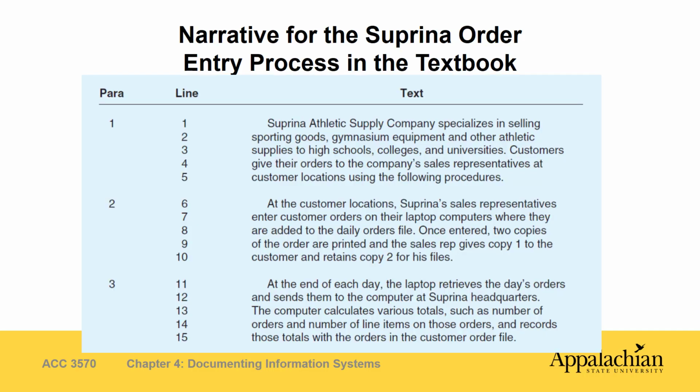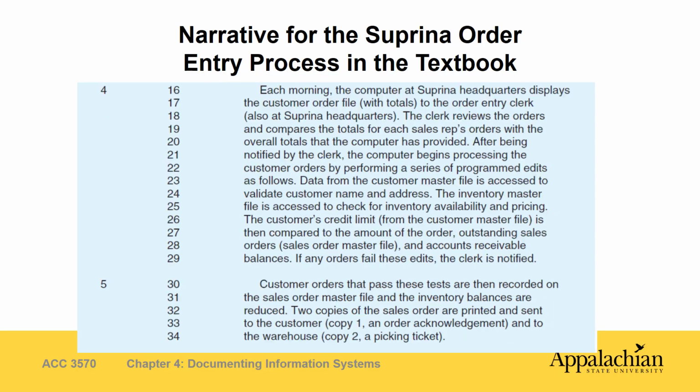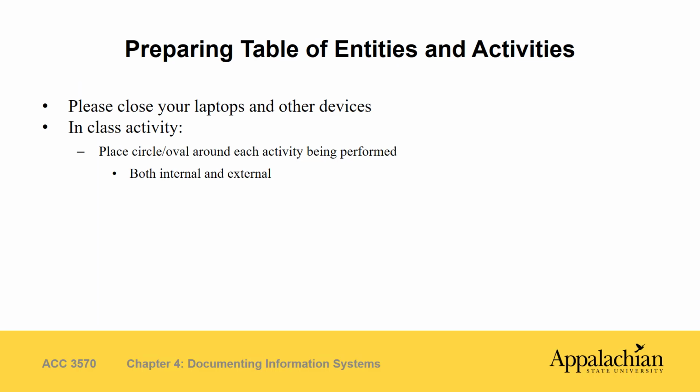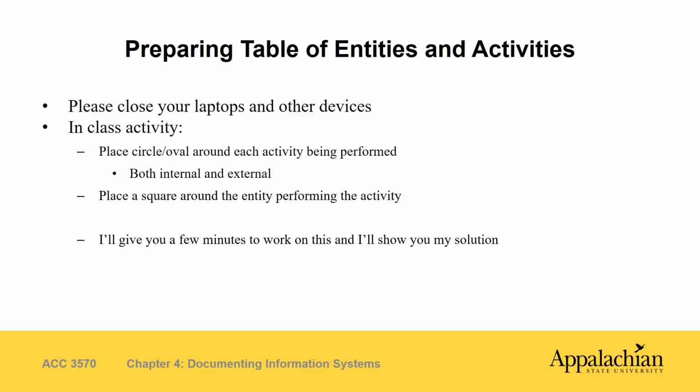Here's the narrative that is out of the book. You're going to be able to find this narrative in the PDF that I put up, the 0208 Data Flow Diagram Narratives handout. This is the one that's in the book, and if we were in the classroom, what I would ask you to do is close your laptops and other devices, and place an oval or circle around each activity being performed, both internal and external, and place a square around the entity performing the activity.